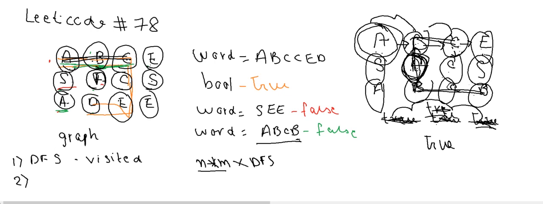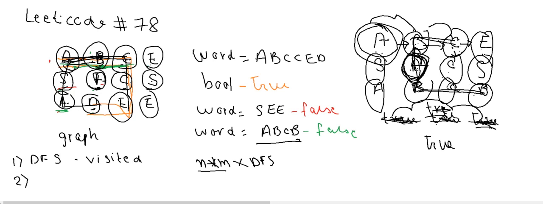Now what is the time for this DFS? Okay, so this DFS would go at the max to the length of the word. And whenever we are going through each of the cells, let's say for this cell it will have this as a neighbor, this as a neighbor, this as a neighbor, this as a neighbor. So it will have four neighbors. One of them will be visited because we are coming through that cell.